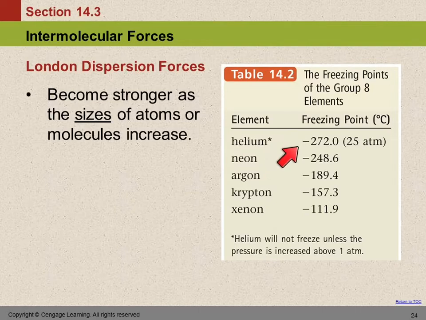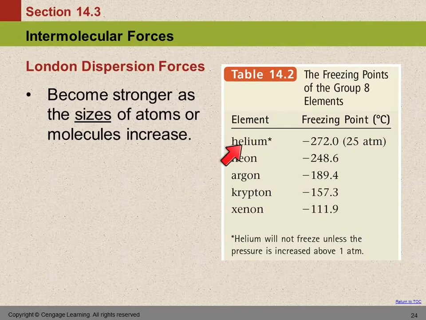Helium, actually, the only way you can get it to freeze is at 1 degree above absolute zero, and you can only get it to freeze if you put 25 atmospheres of pressure on it, which is 25 times normal atmospheric pressure. That's a lot of pressure.